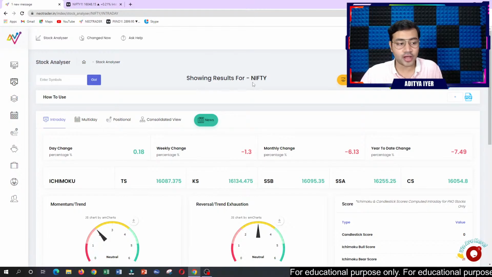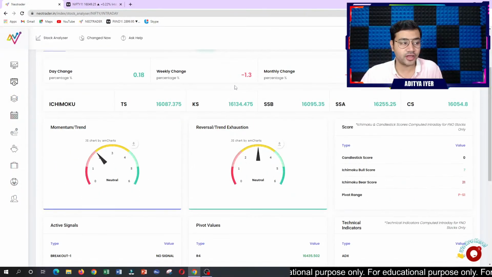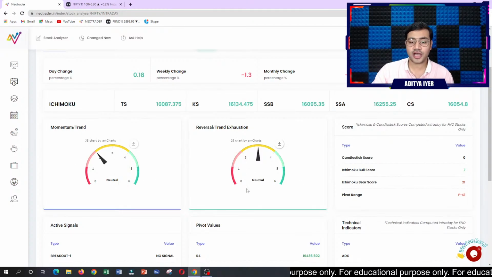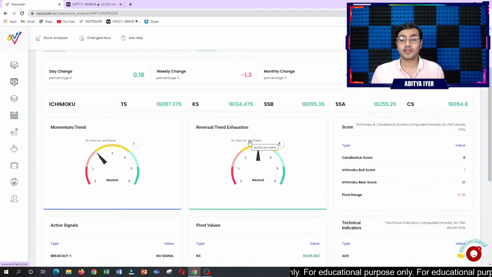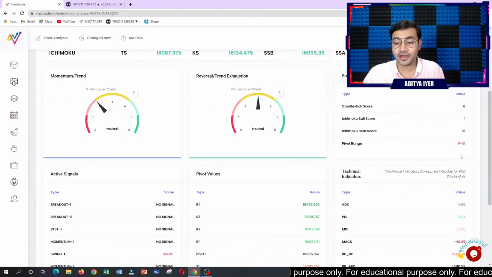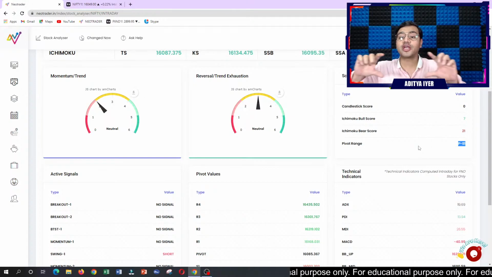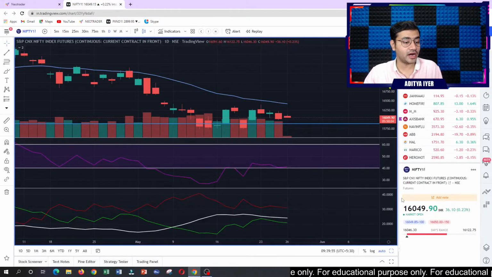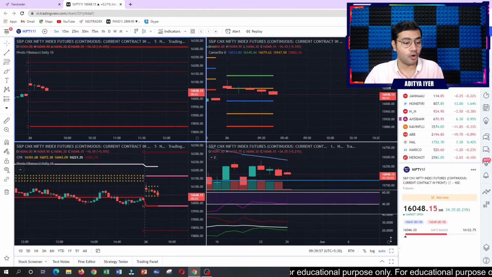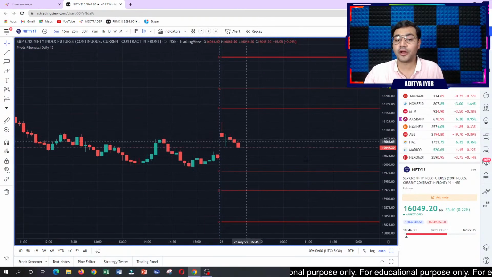And when I go to the stock analyzer, I'm seeing this for the Nifty. I can see day change 0.18, flat, not much movement. And you can see this thing here is on neutral. And the reversal trend exhaustion dial is also on neutral, which is further corroborating the fact that the momentum is not in place. Pivot range P to S1, right? What does this mean? It is between pivot to S1, P to R1 is like the no trade zone. If I go to the intraday chart of the Nifty over here, what I have kept here is the Fibonacci pivot points.